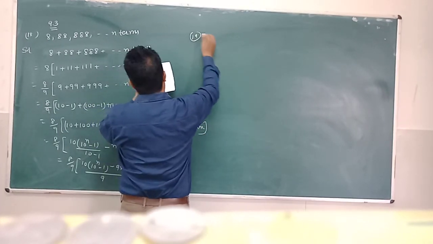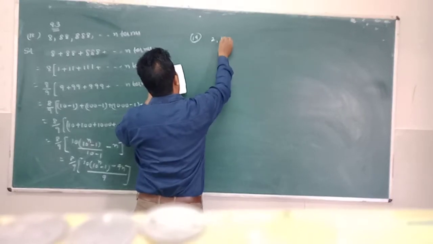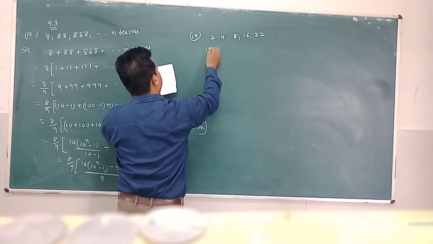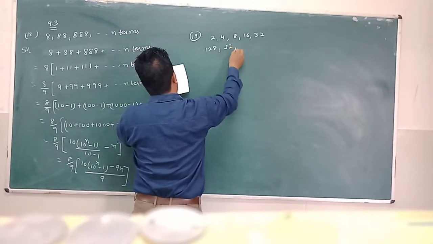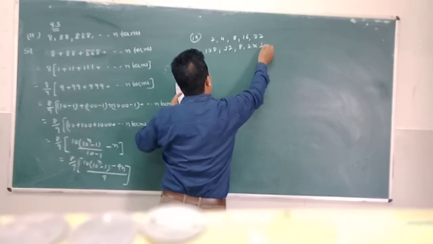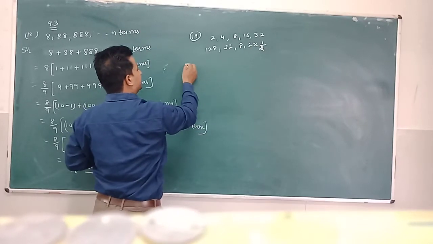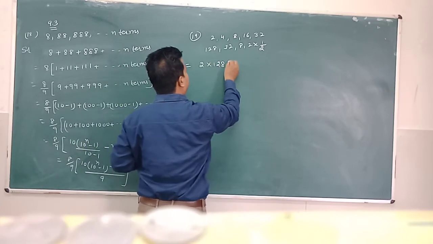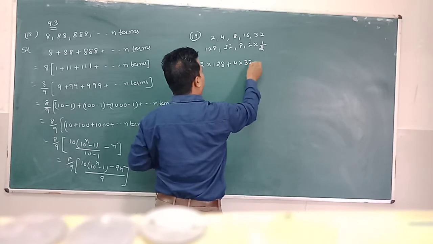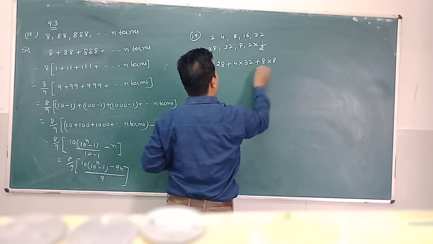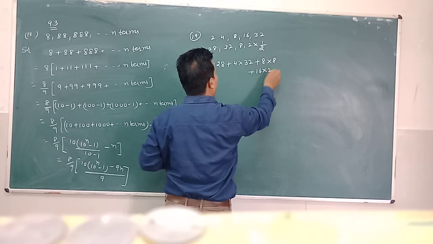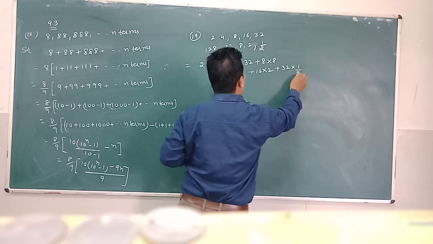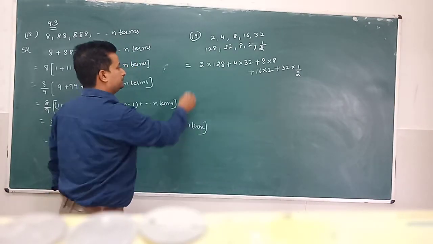In question number 19, find the sum of the products of 2, 4, 8, 16, 32 with the series 128, 32, 8, 2 and 1 by 2. Find the sum of the products. This means 2 into 128 plus 4 into 32 plus 8 into 8 plus 16 into 2 plus 32 into 1 by 2. This is the product.